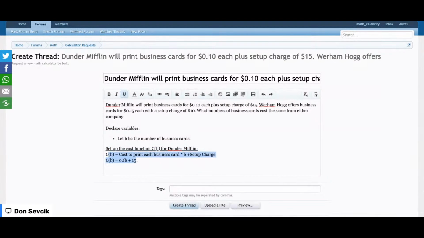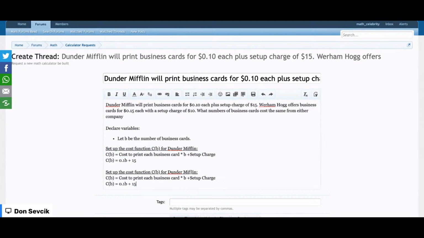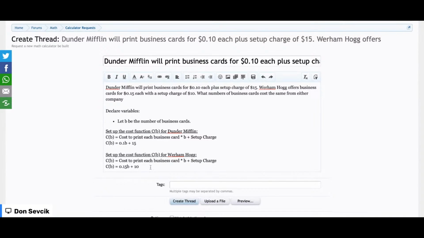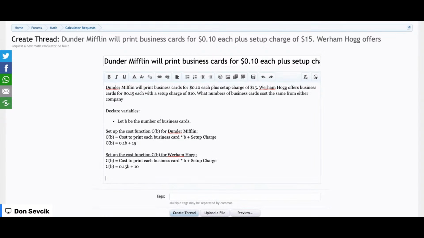We want to do the exact same thing for Wareham Hogg. So let's rewrite this. Same equation, cost function, cost to print each business card times B business cards plus setup charge. But this time, Wareham Hogg charges 15 cents and their setup fee drops to 10 cents. Okay, we've got two vital pieces of this problem. Now let's bring it home.